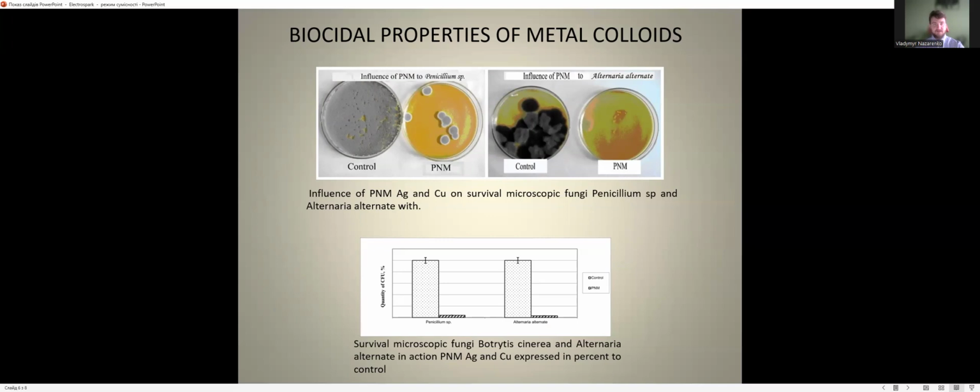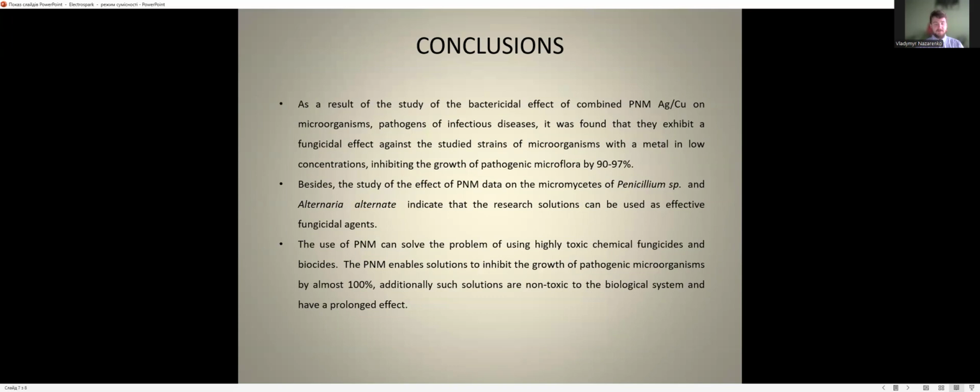On this diagram, you can see 2 types of metal with different treatment using control and PNP solutions and the resulting substance. On the bottom, there is a graph that illustrates the survival of microscopic fungi. 2 types of fungi in action for PNP, argentum and cuprum, expressed in percentage to control. You can see control and PNP. As a result of our research, we found out that the inhibition of the germinated conidia of micromycetes was up to 97% in relation to control.